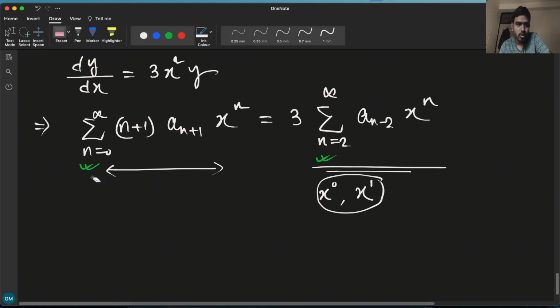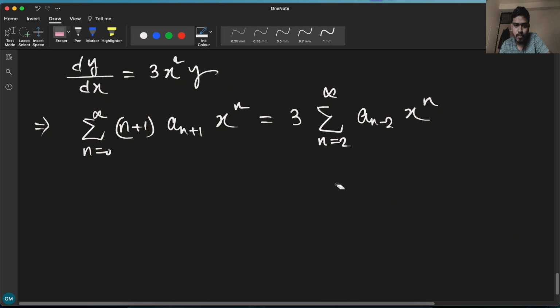So what we need to do is basically, this was starting from n equals 0. So I will write the n equals 0th term. If I put n equals 0, then it will be 1 multiplied with a_1, so it is a_1 x to the power 0, which is just a_1, since x to the power 0 is 1, plus I will put n equals 1 for the next term.